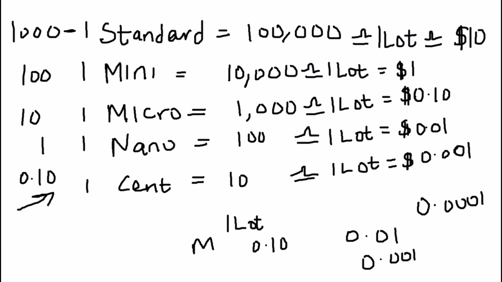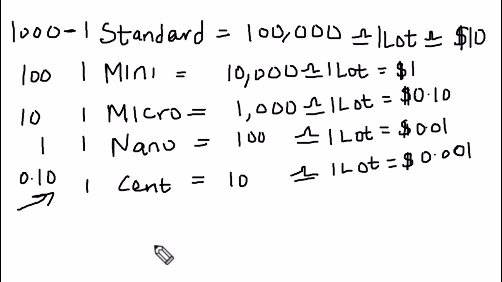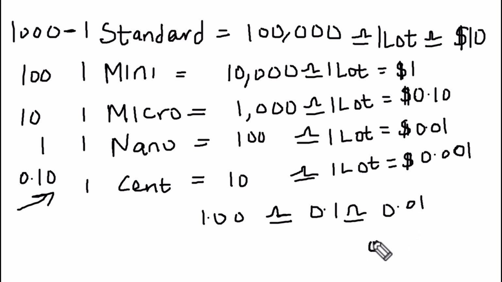Now let's go back to this TradingView platform. But not all brokers offer this type of nano and cent. The popular ones you can see start from 1 lot down to micro. So you either have 1 lot, 1.00, or 0.1, or 0.01. It's so rare to see 0.001. But let's check this on MetaTrader and see what they offer us.